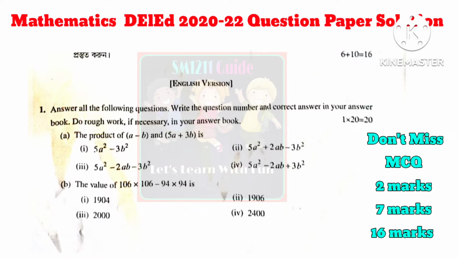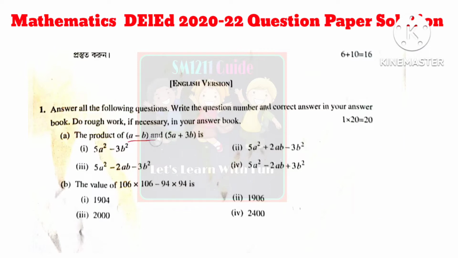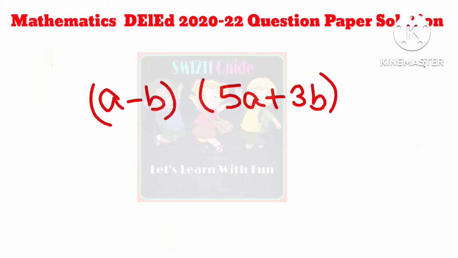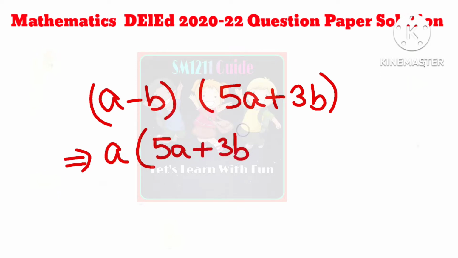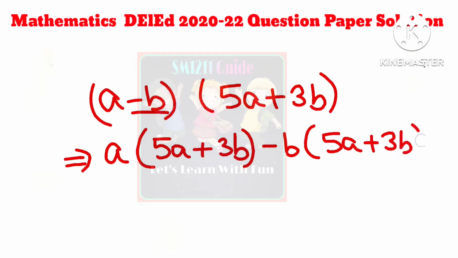Here you are asked to find out the product of a minus b and 5a plus 3b. So let us solve a minus b multiplied by 5a plus 3b. With this a, that is the first term, we will multiply 5a plus 3b. Next we have minus b, so minus b multiplied by again 5a plus 3b.